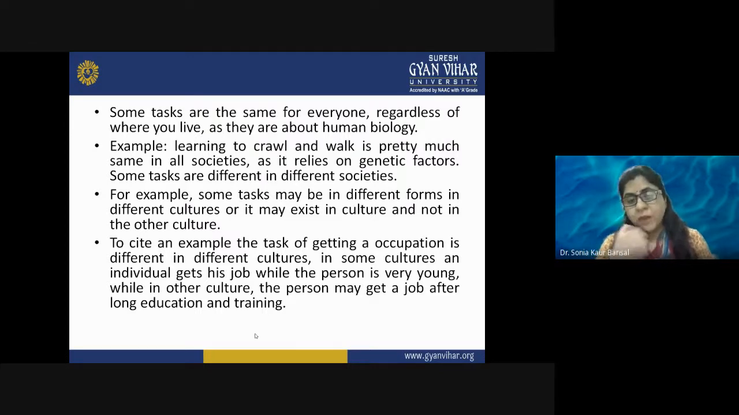Some tasks may be different in different societies. They may take different forms in different cultures, or exist in one culture and not in another. So it is actually related to the culture of different societies: how they live, how they celebrate their particular festivities, and how they develop in that way. To cite an example, the task of getting an occupation differs across cultures. In some cultures, an individual gets a job while very young, while in other cultures the person may get a job after long education and training. So, this is how the developmental task is being defined.